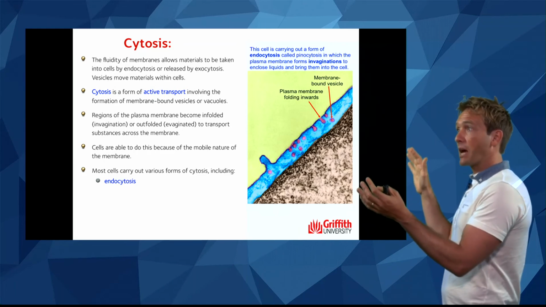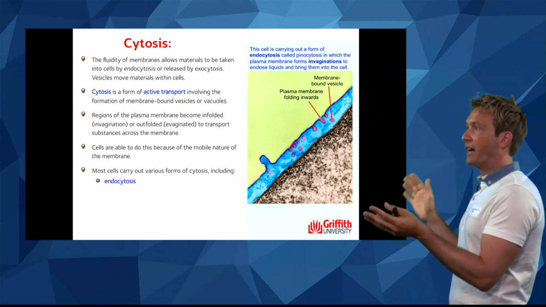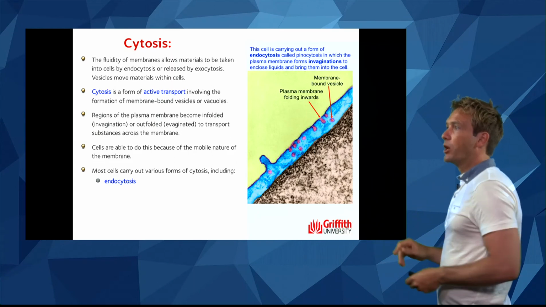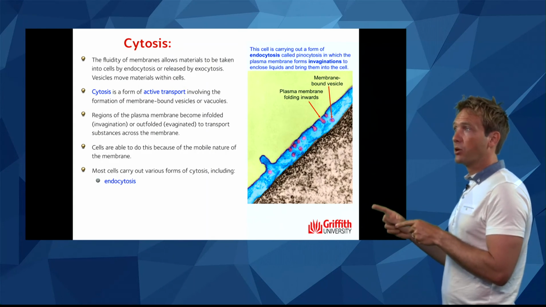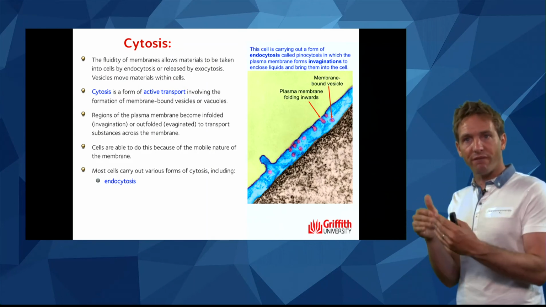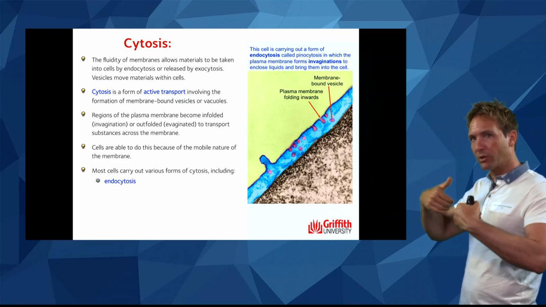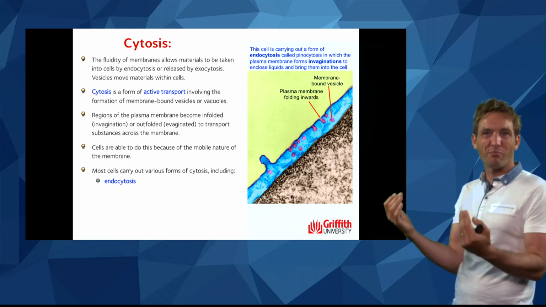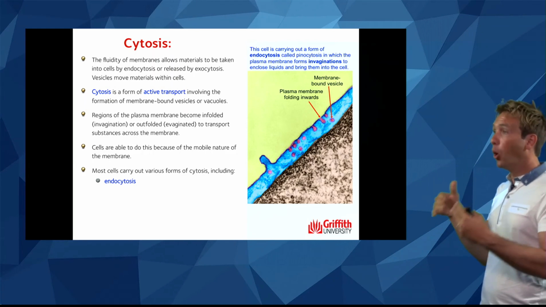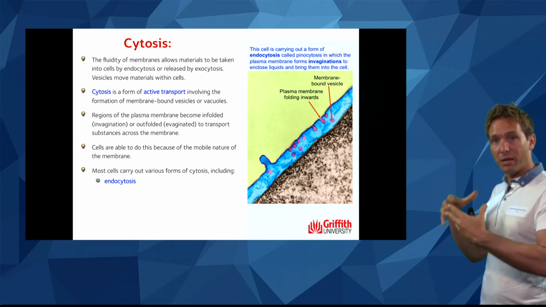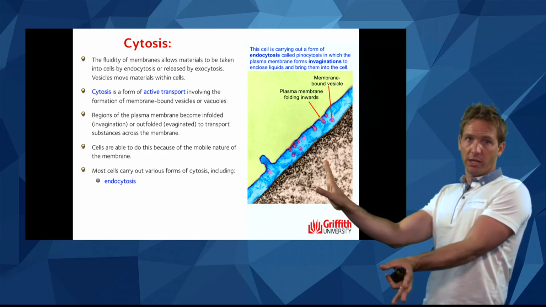Regions of the plasma membrane become enfolded, invaginate, so fold inwards, or evaginate, which means to fold outwards, to transport substances across the membrane. Cells are able to do this because of the mobile nature of the membrane. It's just saying that because they're fluid, like we talked about last sub-lecture, they're able to pull inwards with the membrane and particles come into that bubble. Then they can pinch away from the membrane and move into the cell. Or the particles can be in a vesicle. The vesicle can hit the membrane and push the particles outwards into the surrounding environment.